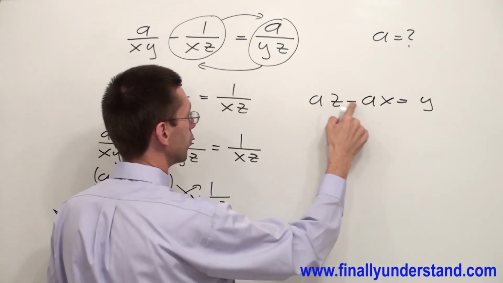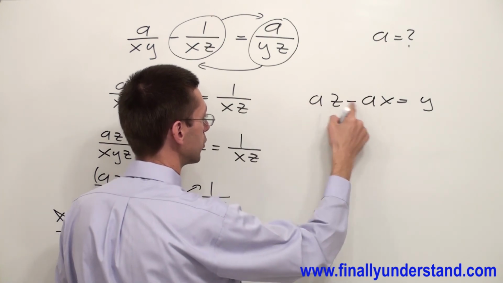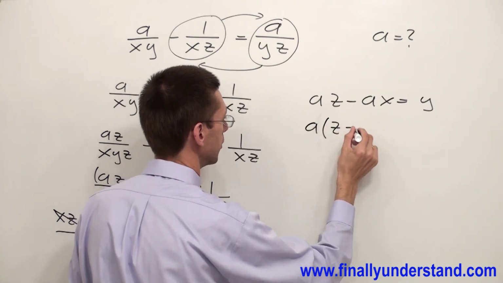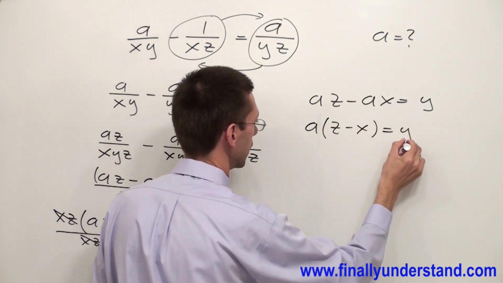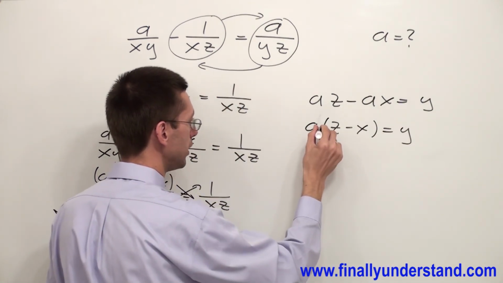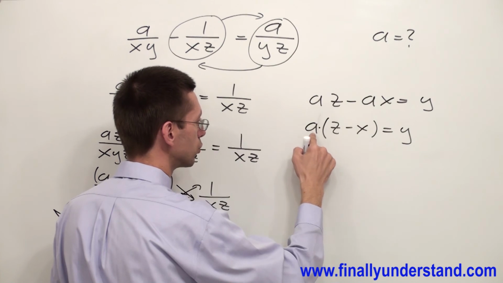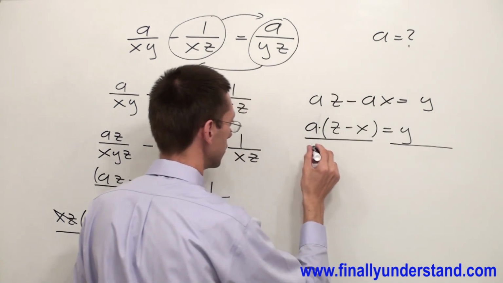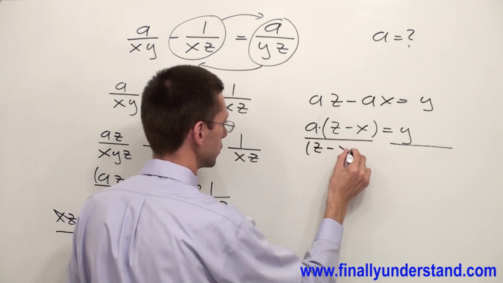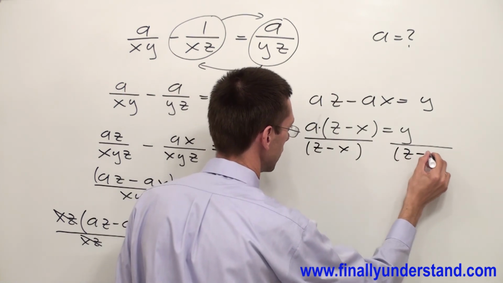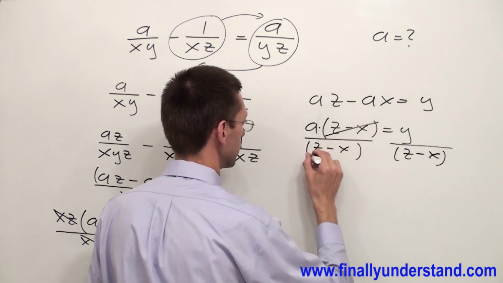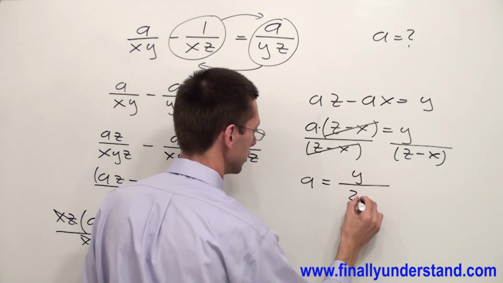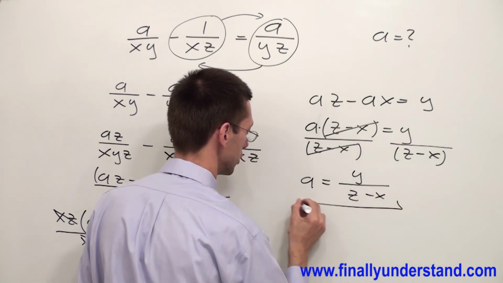Now, I'm looking for a. I'm supposed to factorize a from these two terms. So I have a, and inside of the parentheses I'm going to have z minus x, is equal to y. I'm looking for a. A is multiplied by the parentheses. I do not want to see anything multiplied by a. That's why I'm going to divide both sides of the equation by whatever is multiplied by a, z minus x. This and this will cancel out. So I have a equals y over z minus x. And this is the solution to my problem.